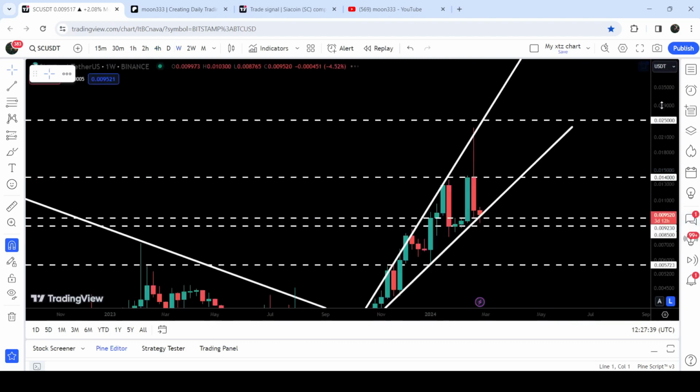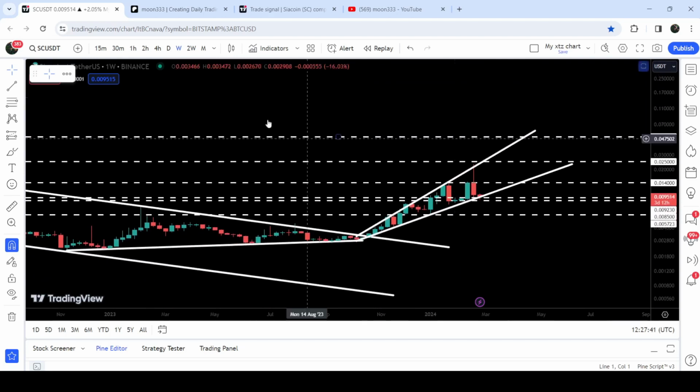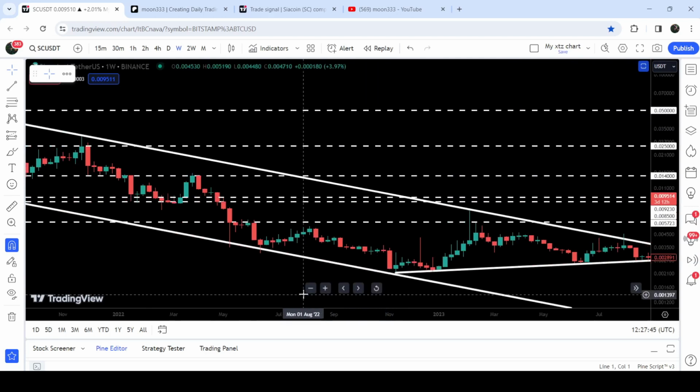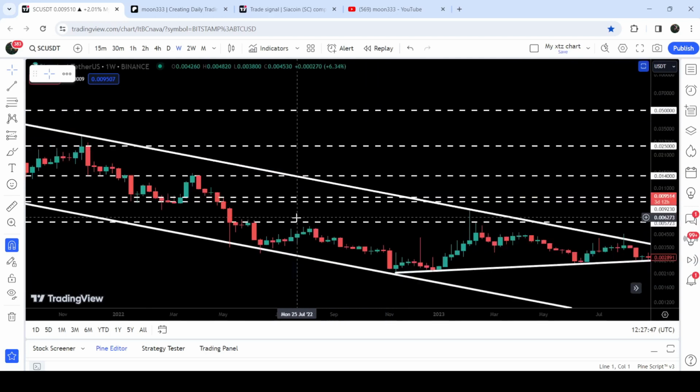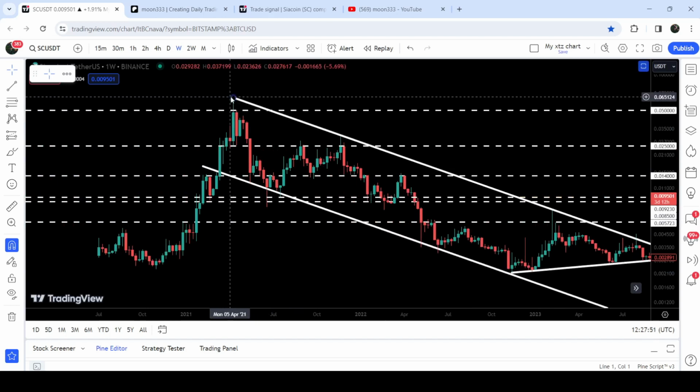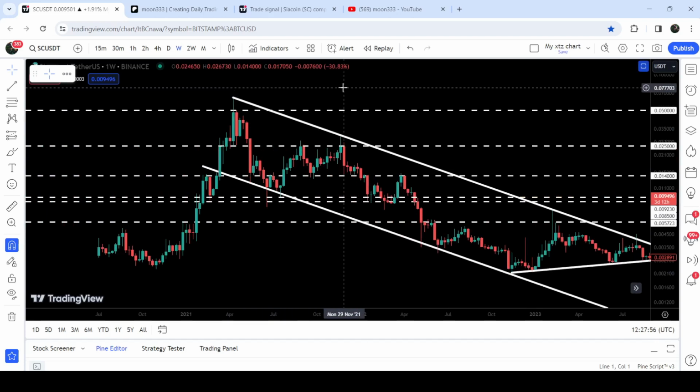$0.0085. Now, if we take a look at the final target for this huge breakout that has happened on this 7 days time frame chart from a very big down channel, that technical target is here at the top of this channel. That is between 6.5 cents to 7 cents. So this was the update so far.